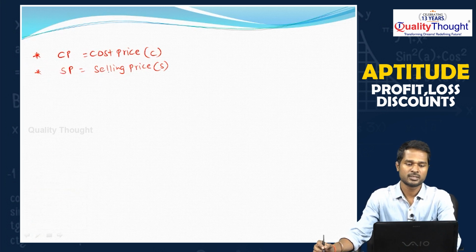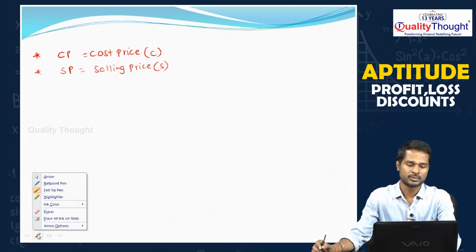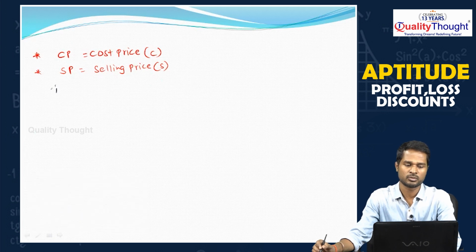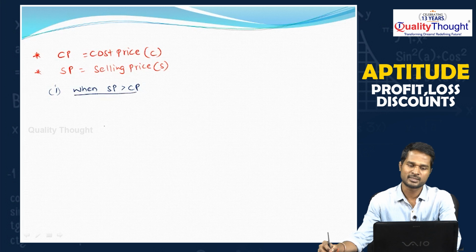Now, based on these two terminologies, we have some cases. Based on how cost price and selling price change, we have some cases. We may see that the selling price is more than the cost price, or the selling price is less than the cost price. The first case is when the selling price is greater than the cost price, then we will end up with profit.